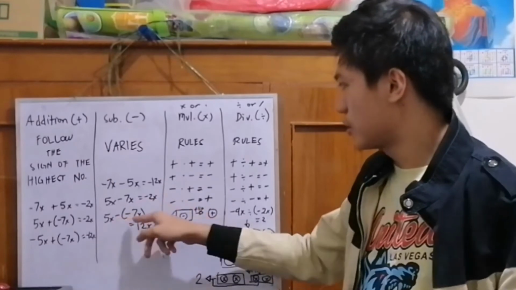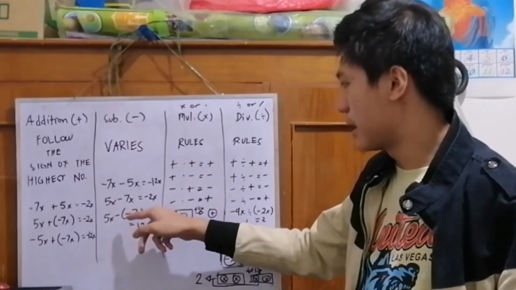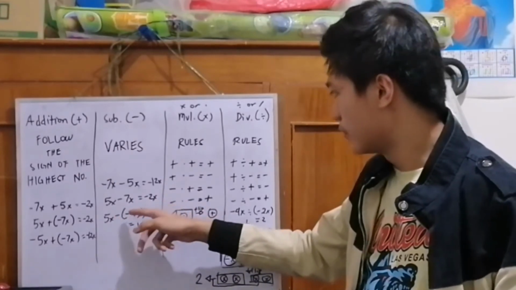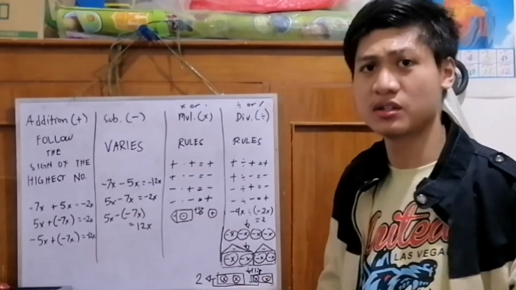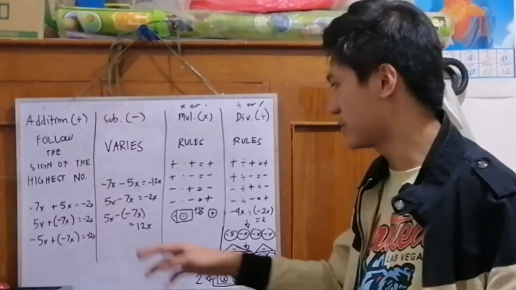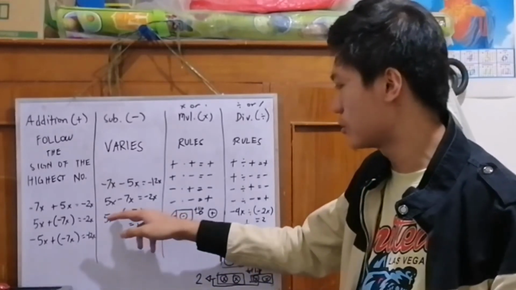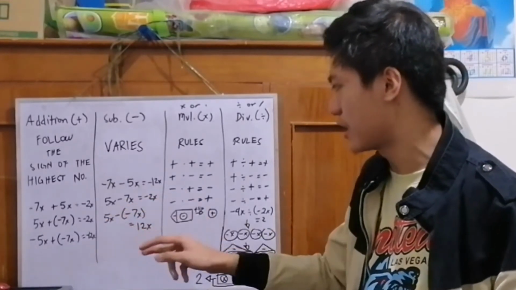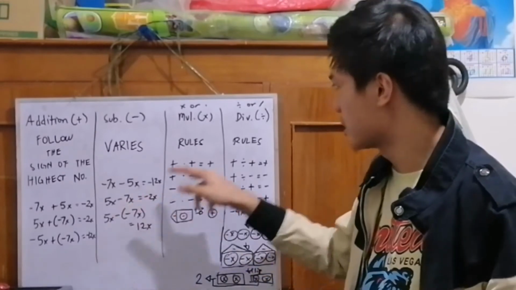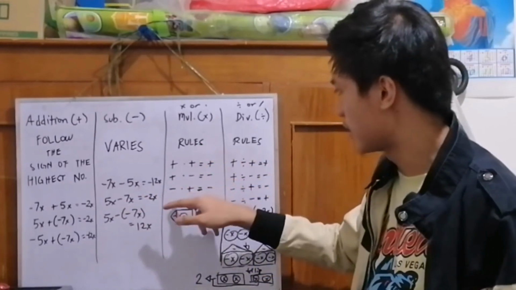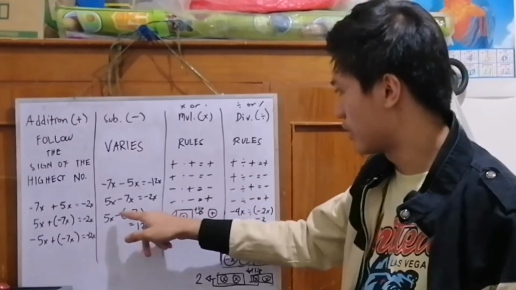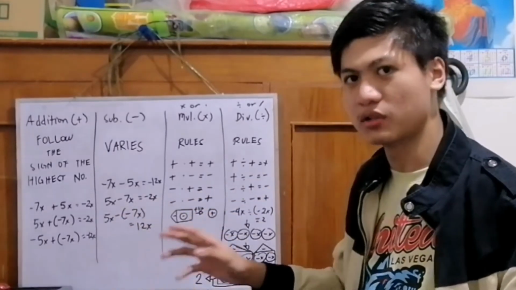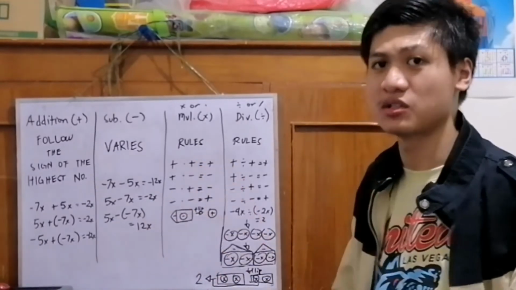Now, for the third problem, we have 5x minus the quantity of negative 7x, or 5x minus negative 7x. It will give us an answer of 12x, since I have to distribute this negative sign right here inside negative 7x. And since a rule in multiplication says that negative multiplied by negative is equal to positive, this sign will become positive. So that's 5x plus 7x, and will give us an answer of 12x.